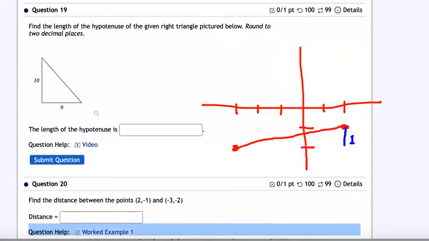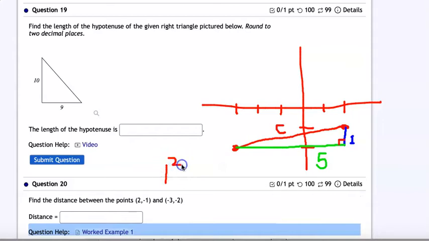Next, let's look at the horizontal distance between the 2 points. The horizontal distance goes all the way from -3 to +2, and that would be a distance of 5. Now this is a right triangle because I looked at the vertical distance and the horizontal distance, so this is on a grid.